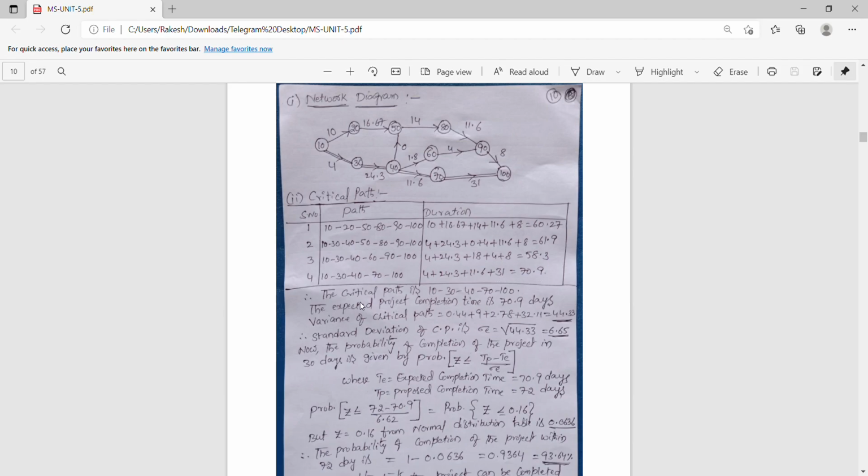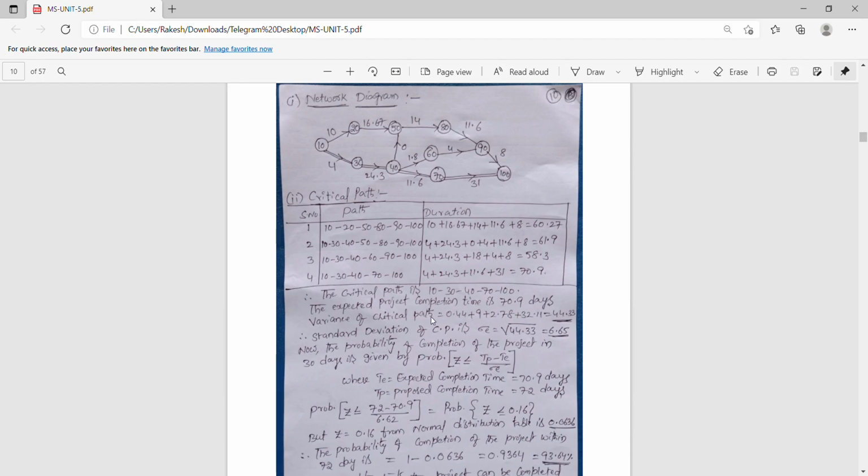The critical path is whichever takes the maximum duration. So 70.9 is the maximum duration. This is the critical path. The fourth serial number path is the critical path, that is 10 to 30, 40, 70, 100. So the expected project completion time is 70.9 days.